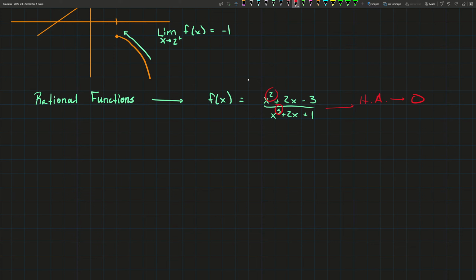Will piecewise functions be on the test? There will probably be one. And I'll show you one. Just have to find it.